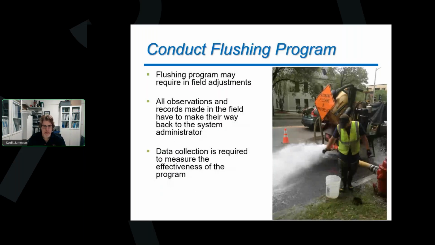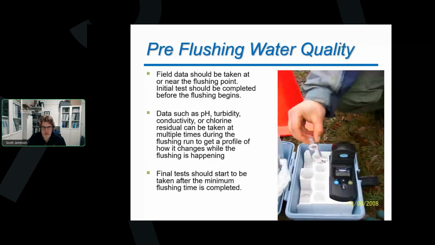So now we're actually out in the field doing the work. We want to measure the water quality. Whatever we have decided, we've got instruments for pH, chlorine, turbidity. We want to take those measurements before we start flushing, and then we also want to take them after we've finished the flushing, once that minimum flushing time has been achieved.